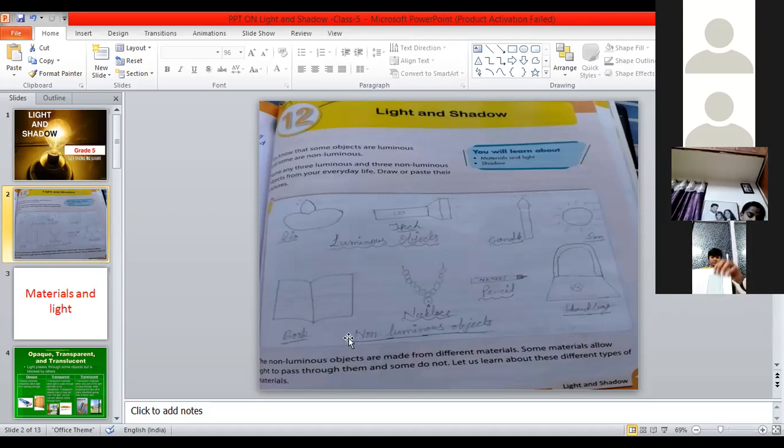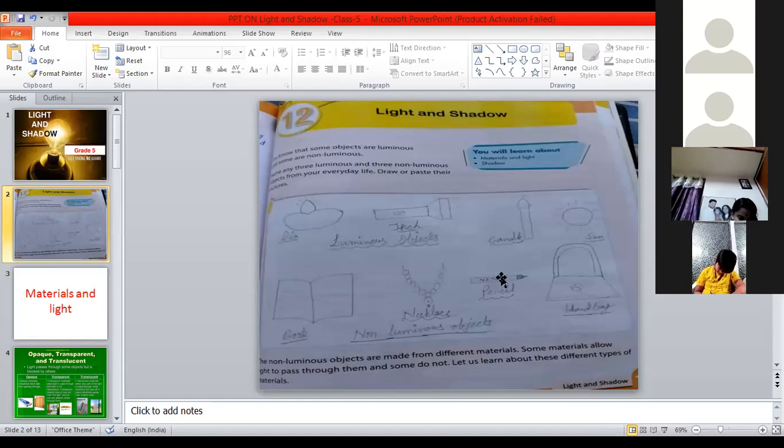Okay, children. So here, these are the non-luminous objects and these are the luminous objects. These non-luminous objects are made up of many materials. For example, you take a book. It is made up of paper. Necklace, it is made up of different metals, like gold, silver, or iron, different materials nowadays we are using.